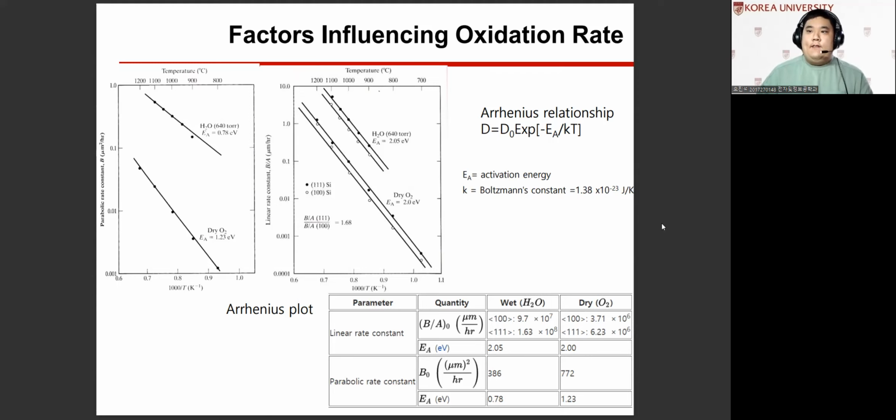And moreover, the crystalline structures matter, because the bonding of the crystal is different between the planar orientations, or the kinds of orientations. And even though I'm going to tell you later, the doping of the substrates also influences it.